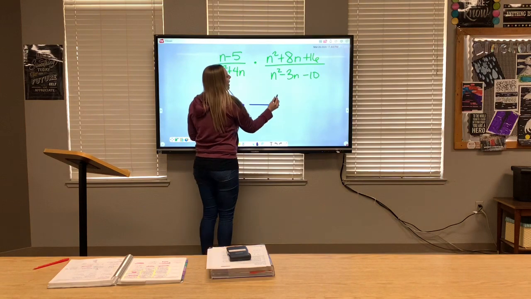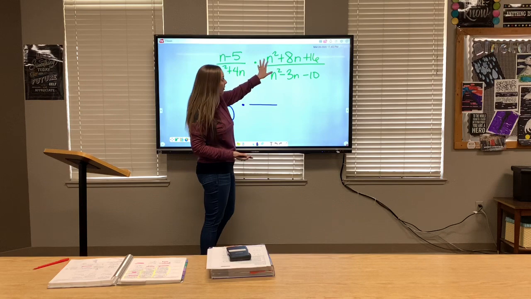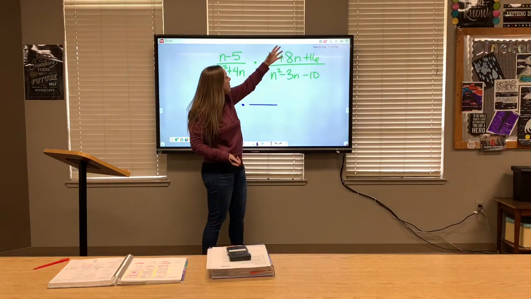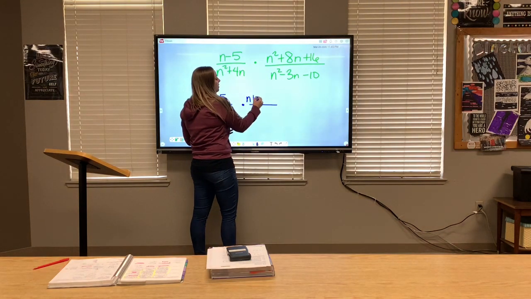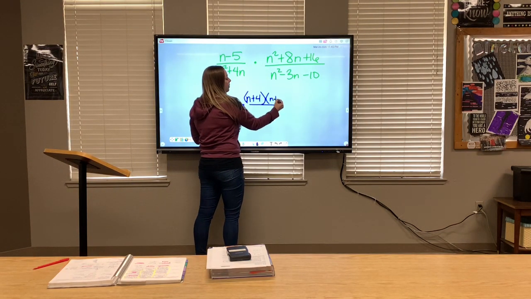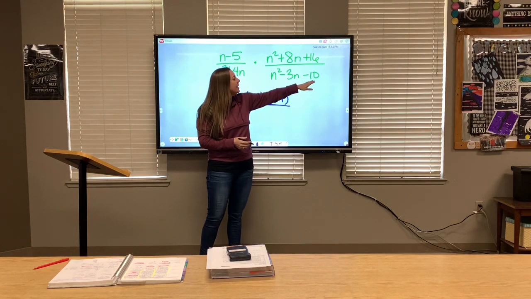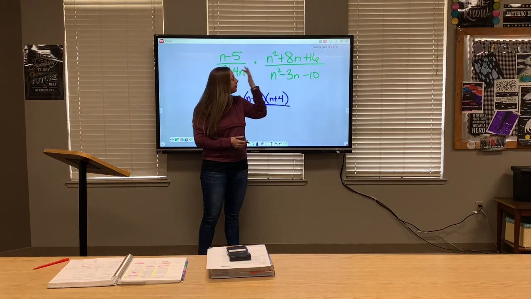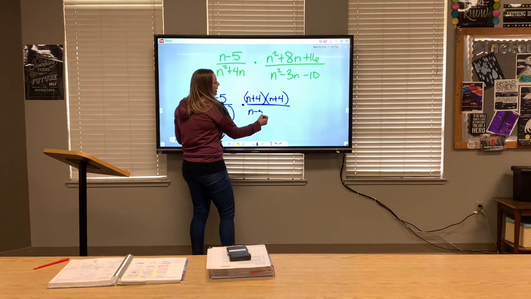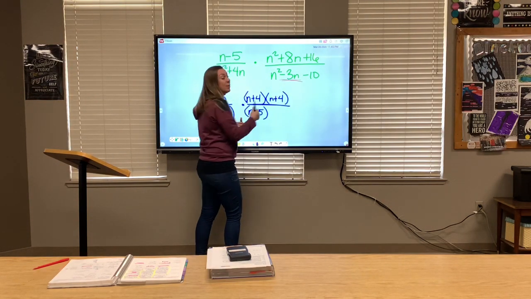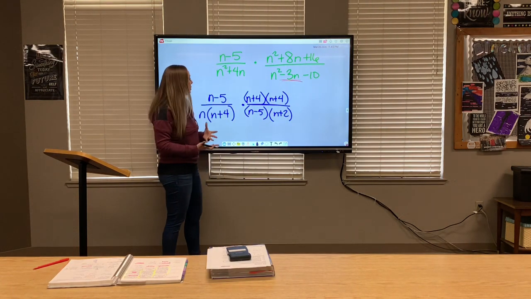Then on top, it looks like it's a perfect square. Let's double check. N squared is a perfect square. 16 is a perfect square. If I find the square root of that, which is 4, and I double it, it's 8. So I'm going to have n plus 4 times n plus 4 is what goes on top here. Okay. And then I need factors of 10, and it looks like they need to have a difference of 3. So 5 and 2 have a difference of 3. That means I have n minus 5, since my 3 is a negative, so it's n minus 5, n plus 2. Now let's see what we can cancel out.